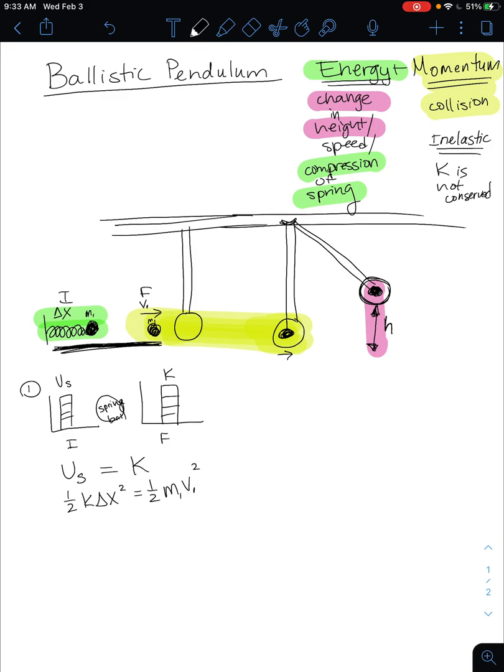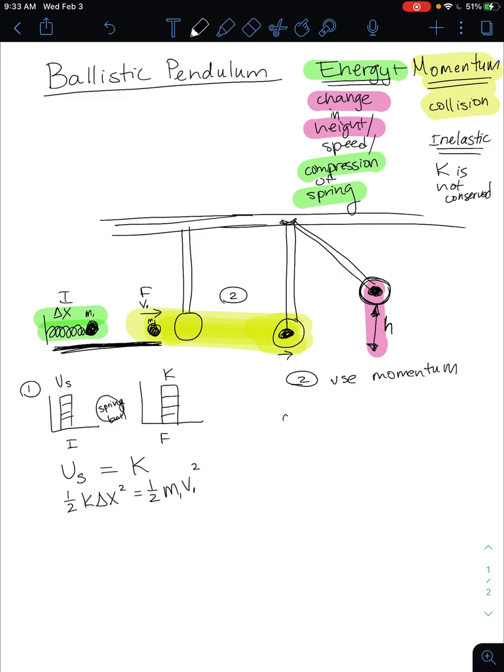And so we can set the spring energy equal to the kinetic energy here. But that energy is not going to all be accounted for in the pink region. Some of that energy is going to be transferred out of the system during the collision. I have to do the second part here as a collision. The second part is going to say, I am going to use momentum during the collision.